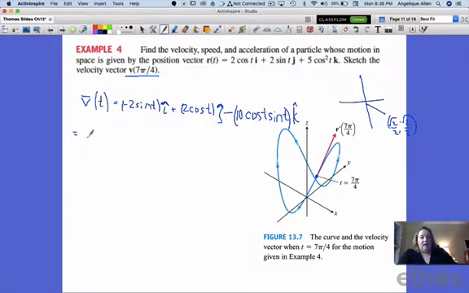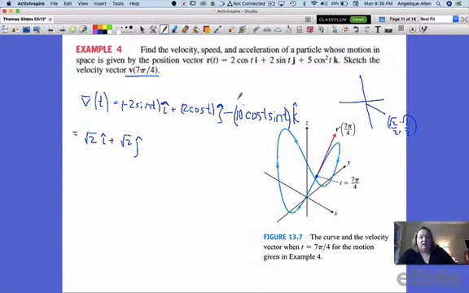So negative 2 times negative root 2 over 2. So negative times negative is positive, 2's cancel. That's going to be root 2 i. And then cosine is going to be positive root 2 over 2 times 2, which is plus root 2 j.